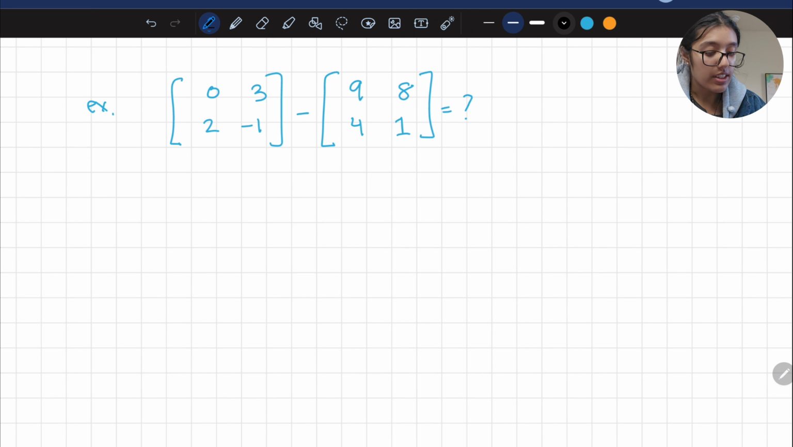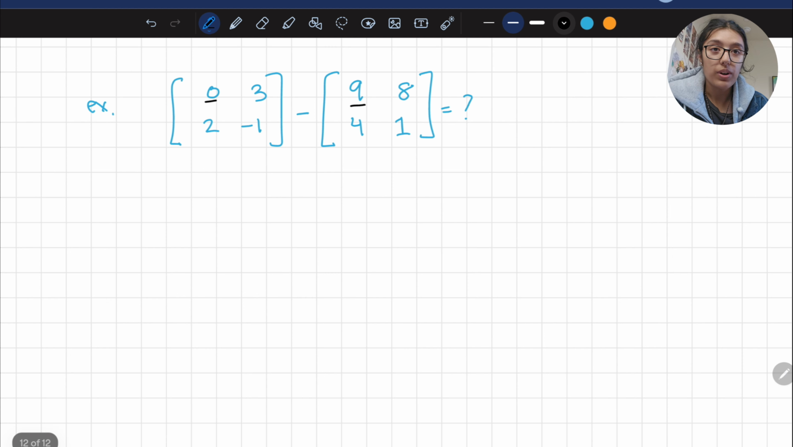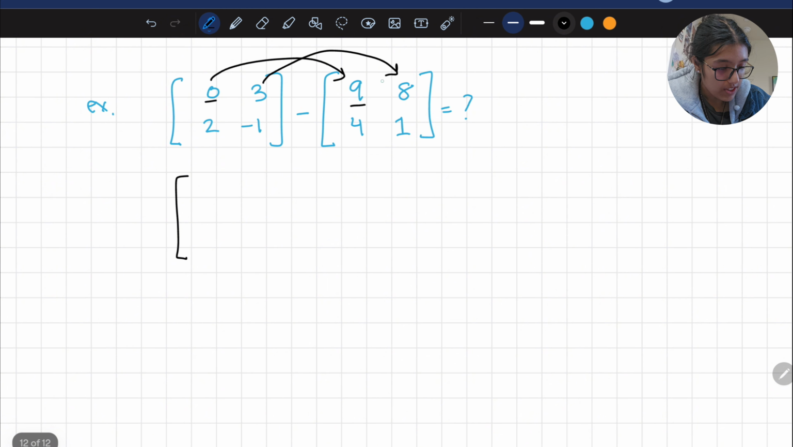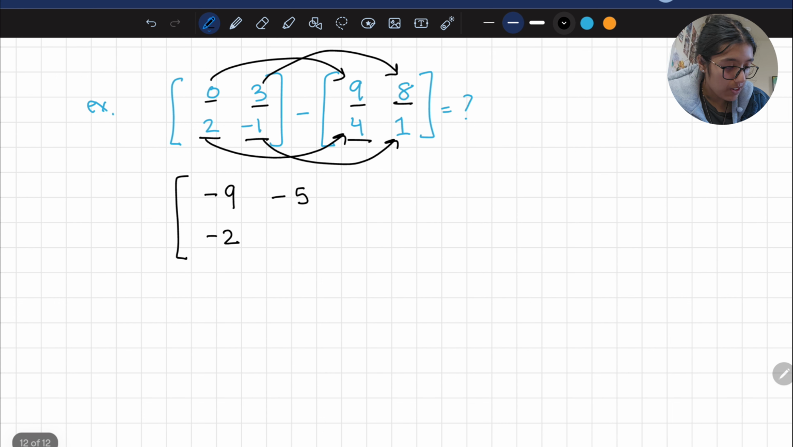This time we are subtracting two matrices. Once again, it's going to be the exact same process as last time. We're going to take the element in the first row, first column and subtract it from 9, which is in the first row, first column. So we're going to take these two, these two, these two, and these two. So this is 0 minus 9, which is negative 9. We have 3 minus 8, which is minus 5. We have 2 minus 4, which is minus 2. And we have negative 1 minus 1, which is negative 2.